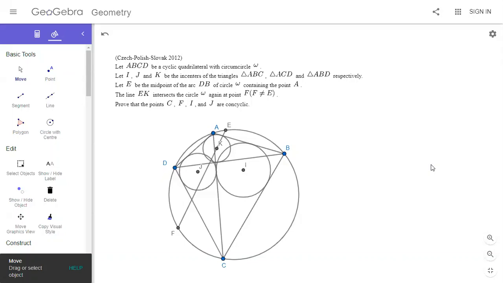CFIJ. How should we start? So, what's a good way to prove those are cyclic? So we know angle JCI is half of angle DCB. We want to show that's the same as angle JFI, I guess. That seems like maybe the best way to prove this. So we want to show JFI is half of DCB.